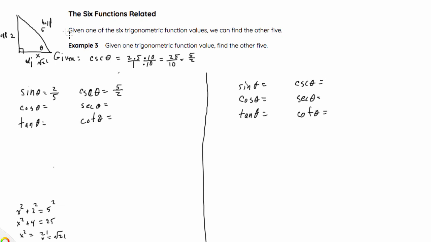So cosine. Cosine is going to be the adjacent side, which is root 21 over 5. And there's going to be no reducing with that one, so I'm just going to write that down. Root 21 over 5. Okay, the secant then is going to be the reciprocal of that. So to calculate the secant, I'll do that over here. The secant of theta is going to be the reciprocal of the cosine, which is 5 divided by root 21. And after multiplying top and bottom by root 21, we get 5 root 21 over 21.